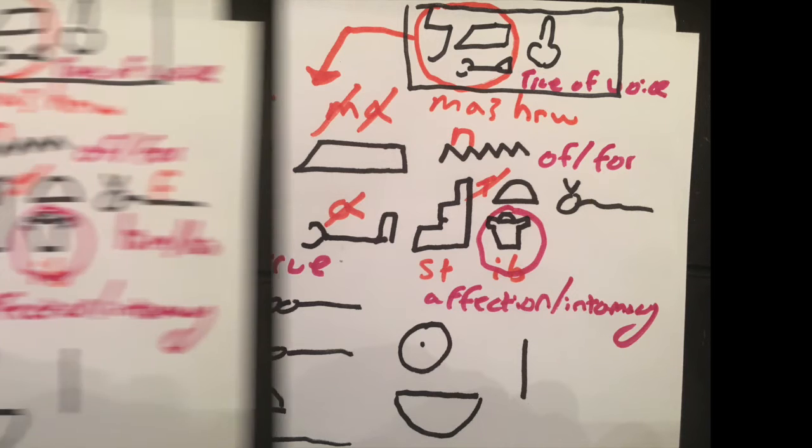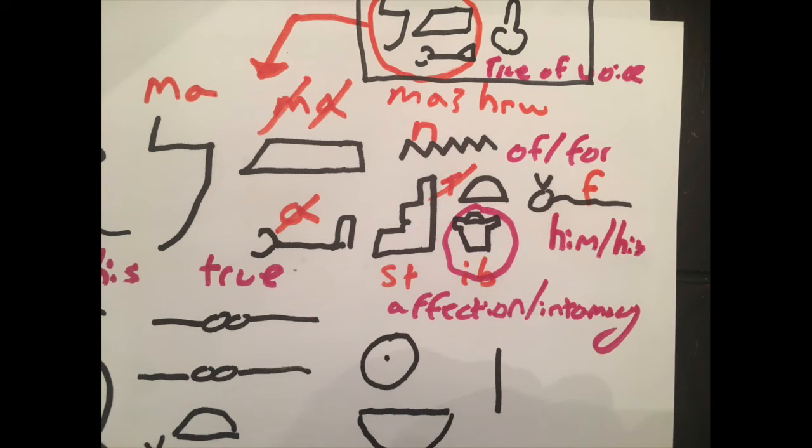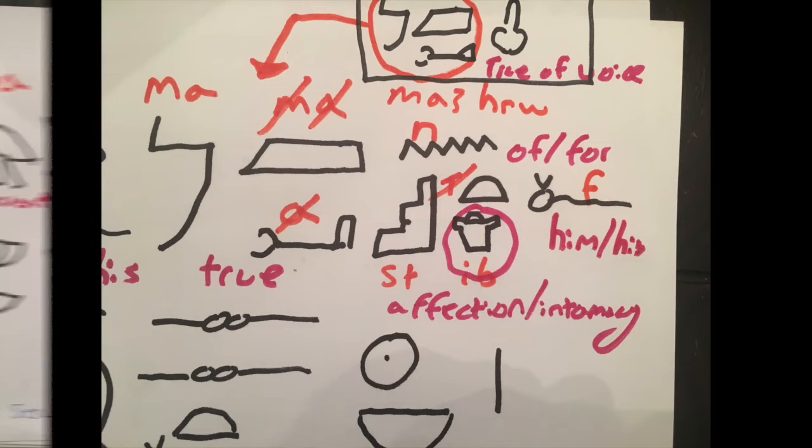So now we can start to put it all together. We have his true servant of, and we have another F, the horned viper there at the end. So another him, his, or he.